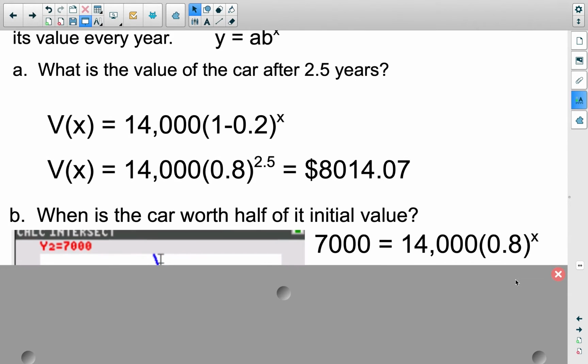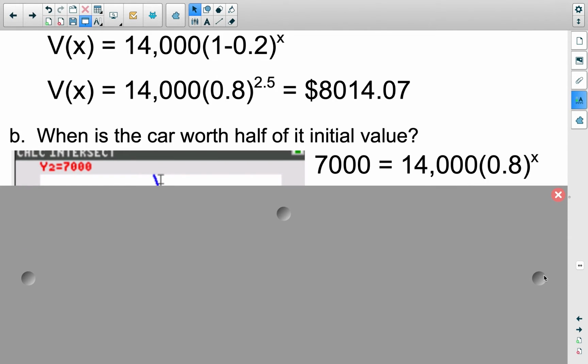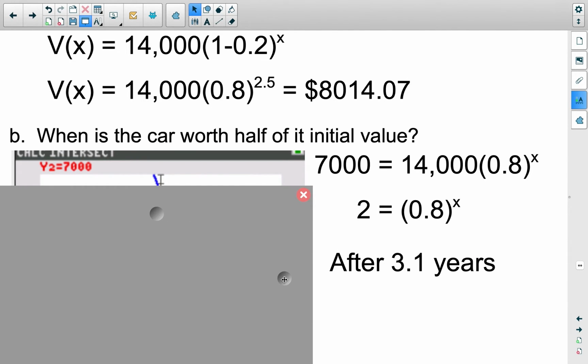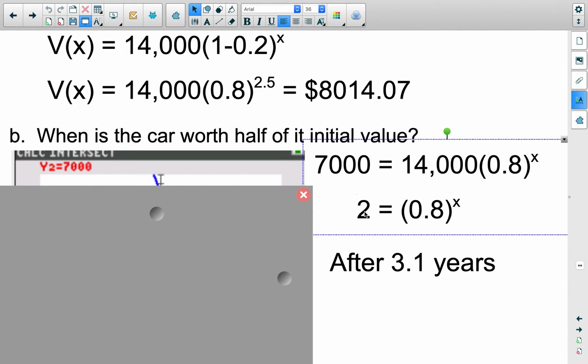Okay, and again, algebraically speaking, I could divide both sides by the 14,000 to try to solve for x. You can't take the log of these yet because the 0.8 is raised to the x, so be careful with that. But if I divide both sides by 14,000, I get 1/2. I'll fix that right now.